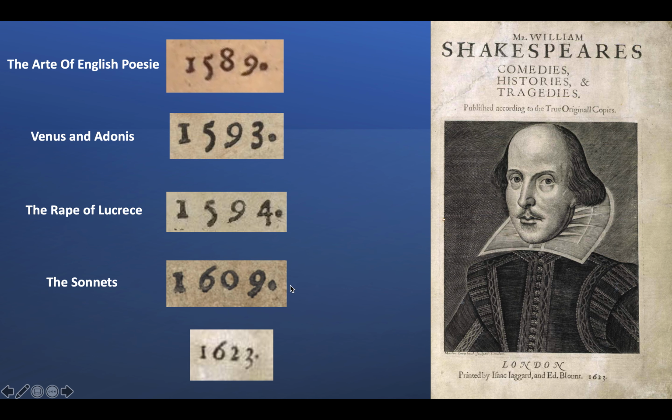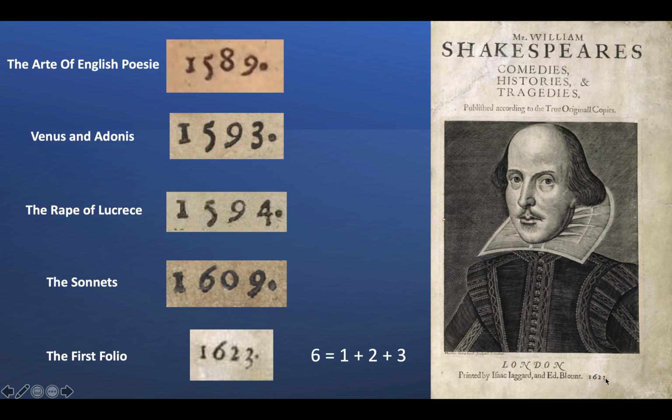Beautiful. Couldn't have chosen a better date, in my opinion, to publish those very cryptic and beautifully witty sonnets. And lastly, but not least, which I hope you can see and understand now, the first folio is published in 1623, which of course is an anagram of both the perfect number, the sum of its parts, 1, 2, and 3, published in 1623.